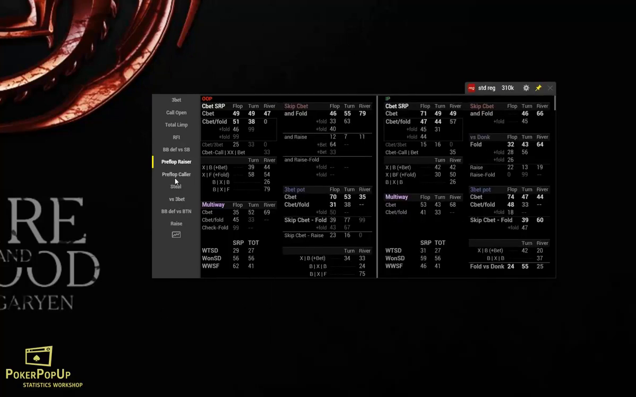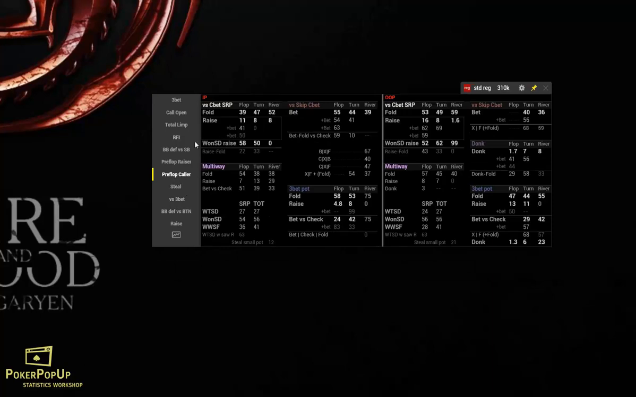Here we have a big pop-up pre-flop caller, also split by in position, out of position. Here we can see fold to c-bet, bet versus missed c-bet, one showdown after raise, flop, turn, river, donk bets, and so on.